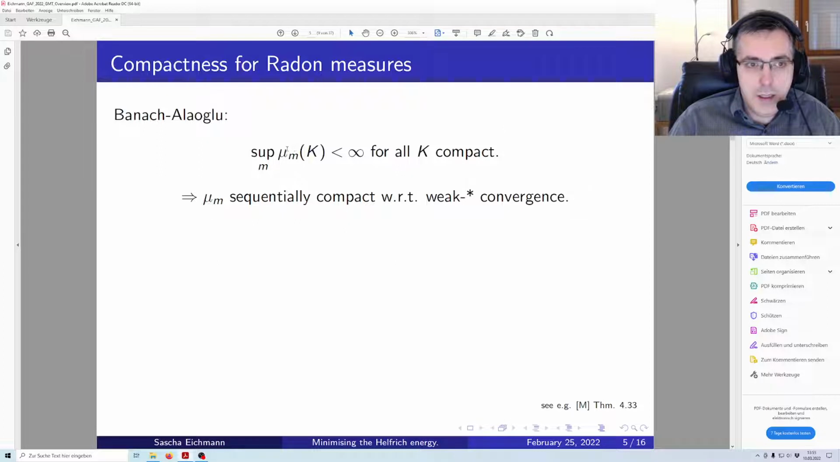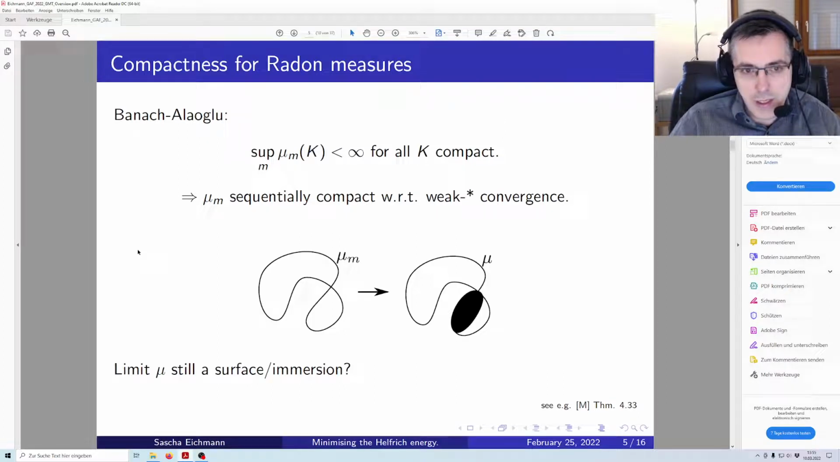So, if you have a sequence mu m, and you evaluate them on a given compact set K, which has to be arbitrary but fixed, and this is bounded independent of m, but this bound of course may depend on K, then you can extract a weak star convergent subsequence. So this is not hard to check for our problem.